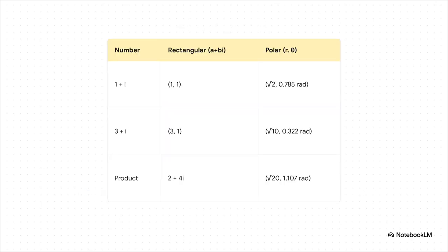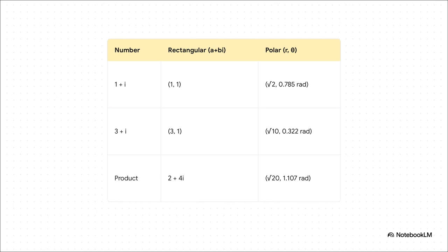Okay, now let's retry that multiplication idea, but this time let's use our new polar vision. We're multiplying 1 plus i times 3 plus i. Now the old way gives us 2 plus 4i. Fine, but let's look at the polar versions. Look at the distances. We have root 2 and root 10, and the result is root 20. Now look at the angles. We have 0.785 and 0.322, and they result in 1.107.